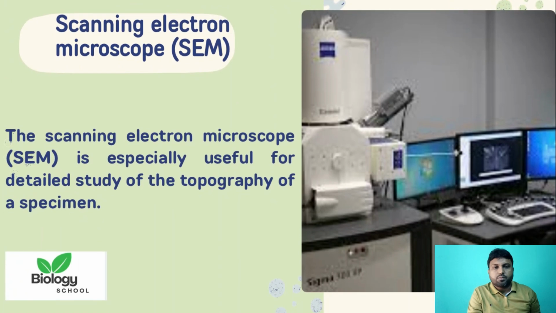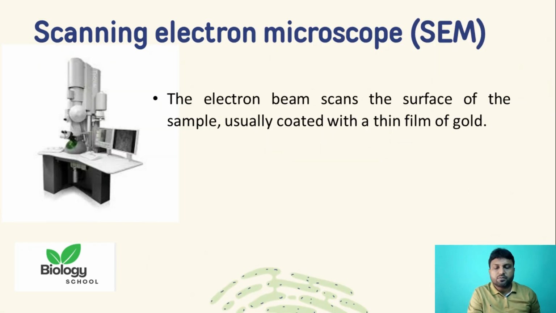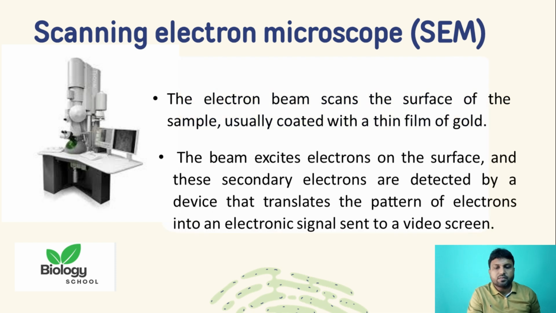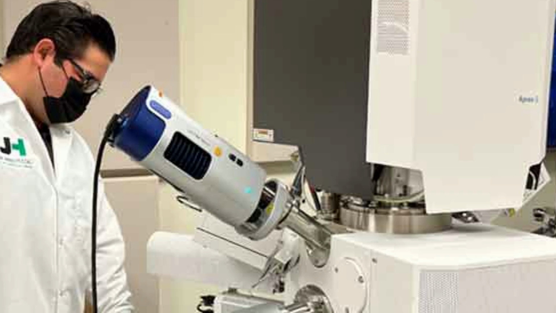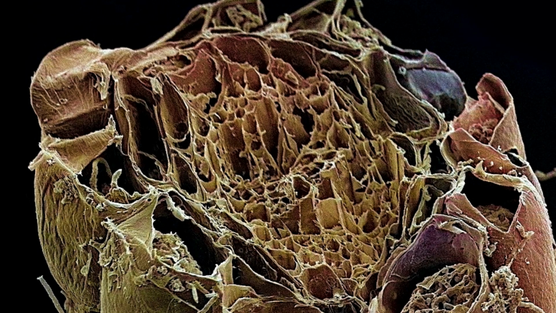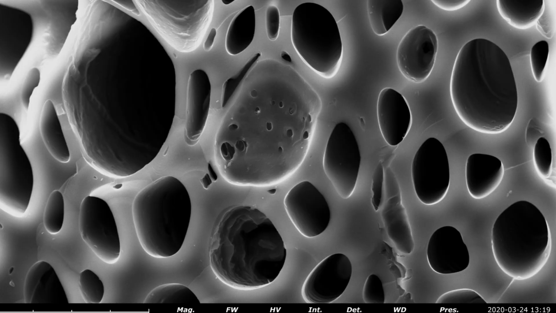The scanning electron microscope is especially useful for detailed study of the topography of a specimen. The electron beam scans the surface of the sample, usually coated with a thin film of gold. The beam excites electrons on the surface, and these secondary electrons are detected by a device that translates the pattern of electrons into an electronic signal sent to a video screen. The result is an image of the specimen's surface that appears three-dimensional.